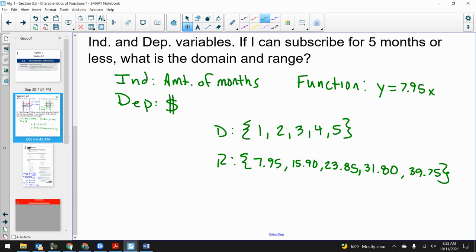Again, those are the only possible charges, right? That's it. Could I have anything above or in the middle of those prices? No, because it's only single solitary amounts a month. That's a discrete example. Okay. All right.